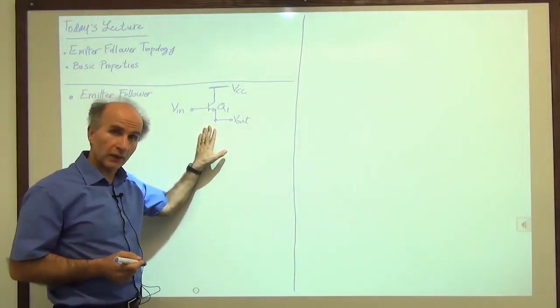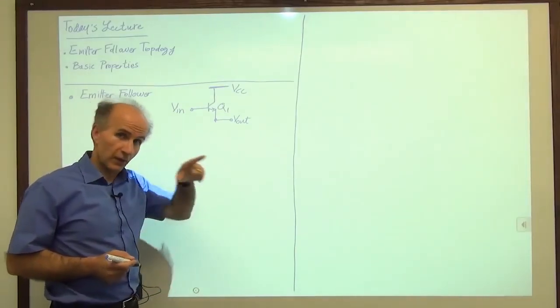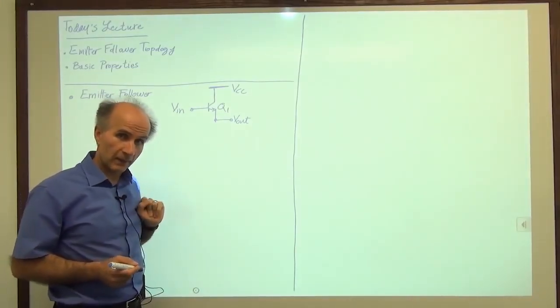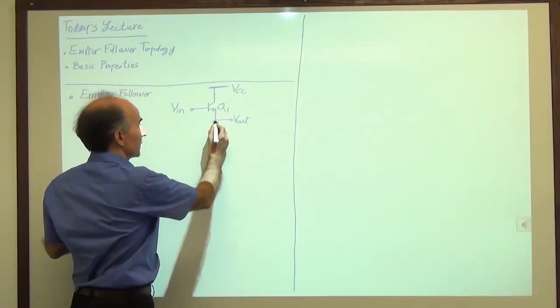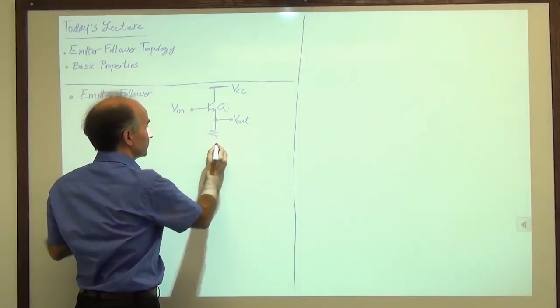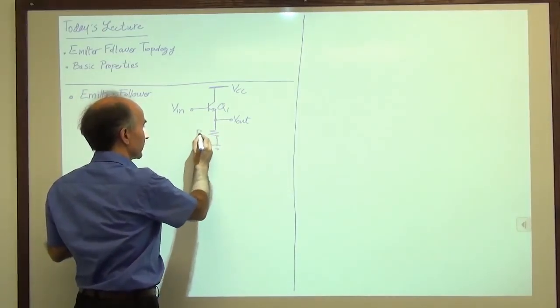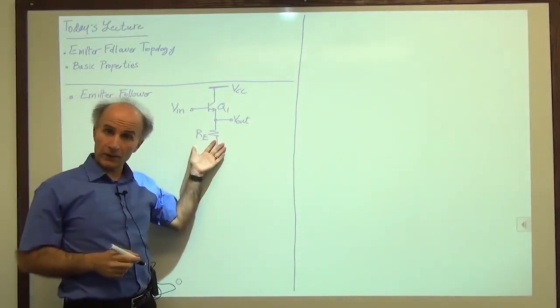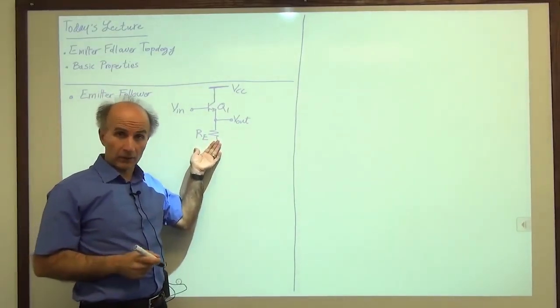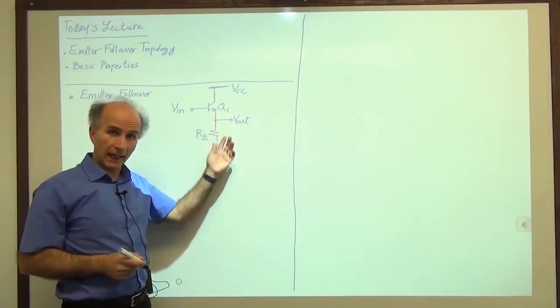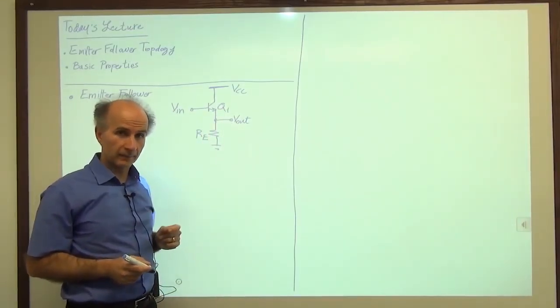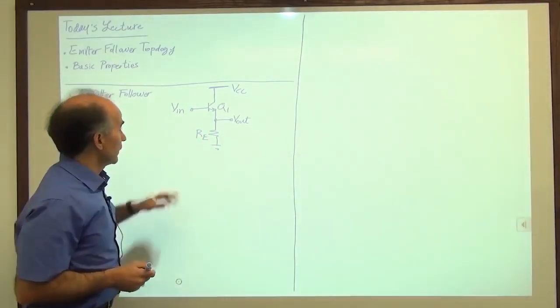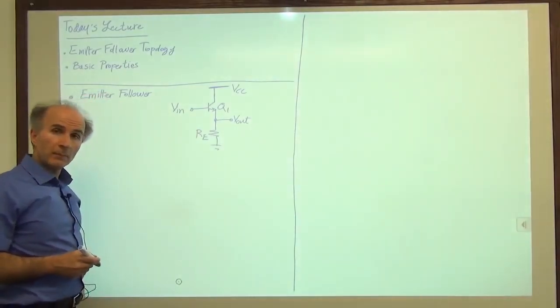So what would I connect? Maybe a resistor, just like the case of the common base circuit. So we connect a resistor here, and we call that RE. Other candidates would be a current source or maybe an inductor, some device that can allow DC current to pass. All right, so this is the emitter follower.